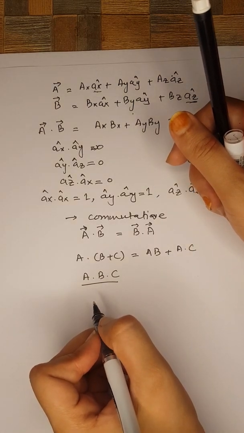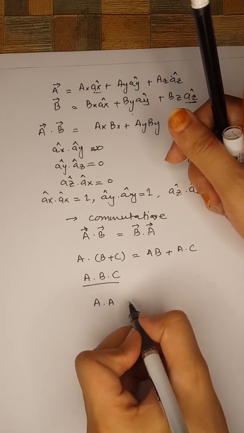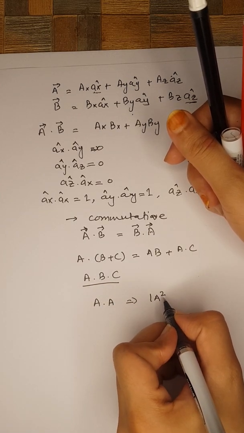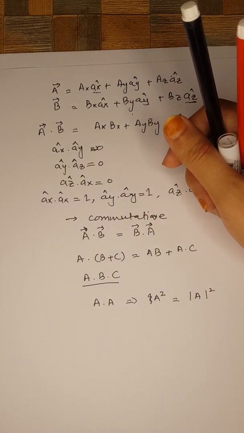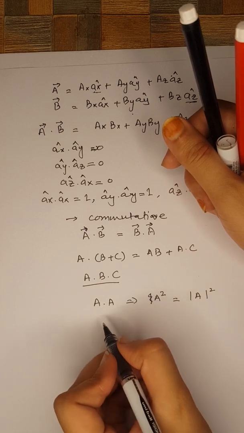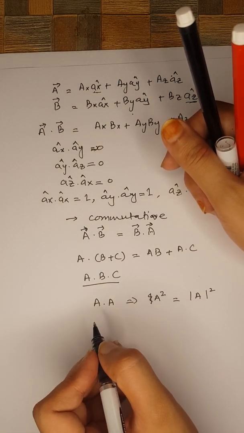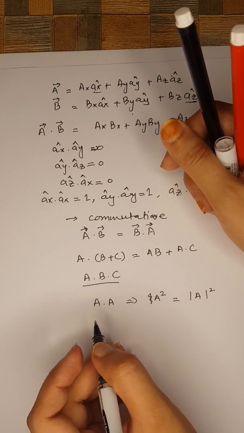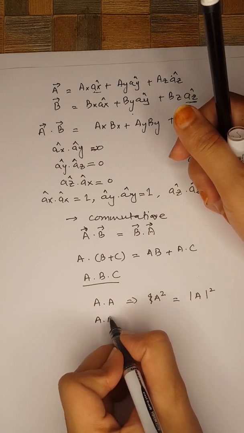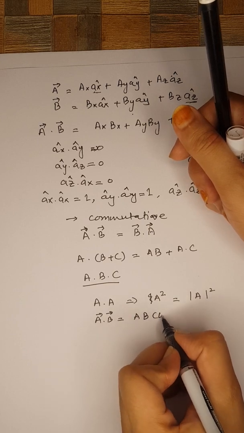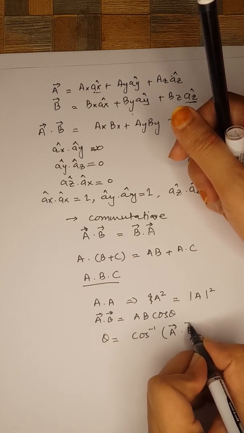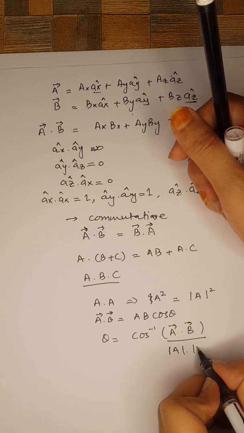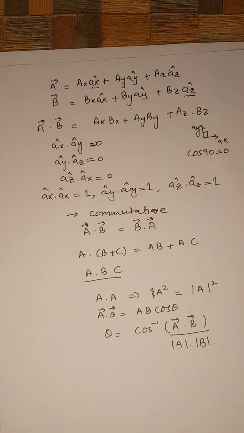Now an interesting point is that the dot product of a vector with itself gives us A square, which is equal to the magnitude square. Similarly, if the vectors A and B are specified in the given coordinate system, then the smaller angle between them, theta, can be determined from the dot product. A dot B is AB cos theta, and from here you can write theta is equal to cos inverse of A vector dot B vector divided by the magnitude of A and the magnitude of B. Fine. So this was very simple. I hope it is clear.